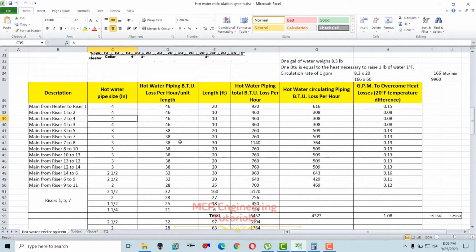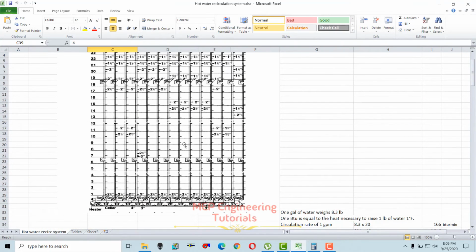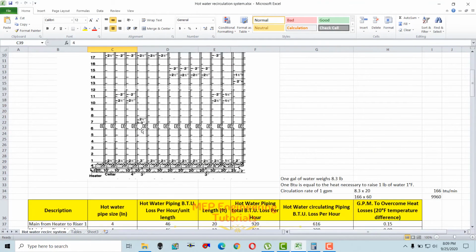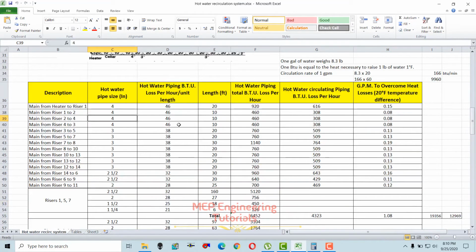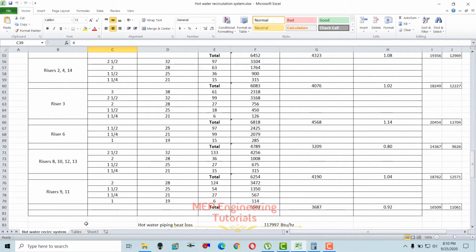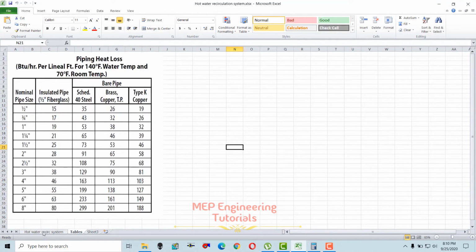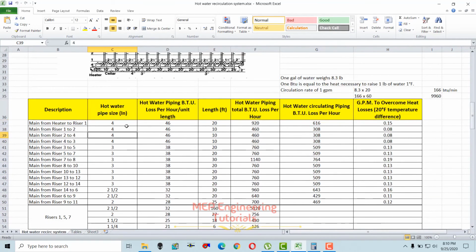So let's start hot water recirculation system design. As you can see, I have prepared an Excel sheet and I have taken an example of a 24-story building, and we're going to design the hot water recirculation system for that 24-story building. Here I also have a table which I'm going to use.